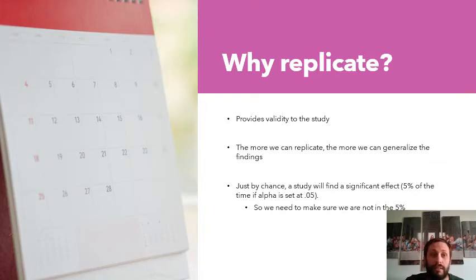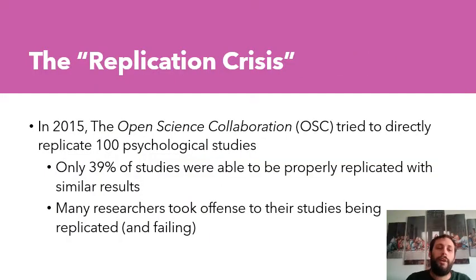Now that we have a better understanding of replication in psychology and scientific research, we can discuss something now known as the replication crisis. The replication crisis was started by the Open Science Collaboration, otherwise known as OSC, in which they tried to do direct replications of 100 psychological studies. From these studies, only 39% of the studies were able to be properly replicated with similar results.